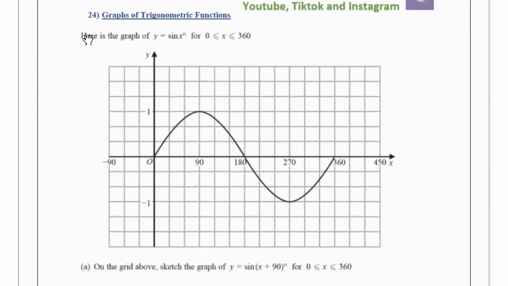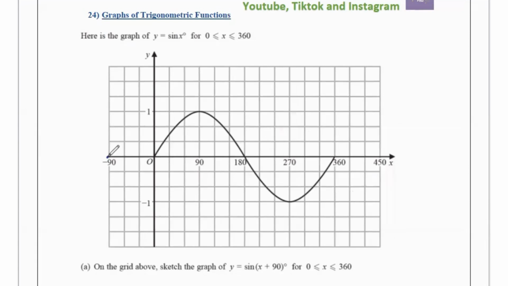Then it says here's a graph of y equals sine x for x between 0 and 360. On the grid above, sketch the graph of y equals sine of x plus 90. Since we're directly adding 90 to x, that means it's a horizontal translation. You need to remember that when you're adding something to x, you're moving to the left-hand side. And if you're subtracting something from x, you're moving to the right-hand side. So since we're adding 90, we shift all the angles 90 degrees to the left.